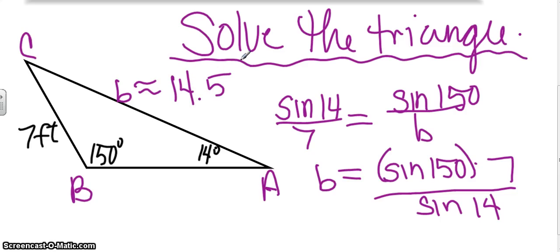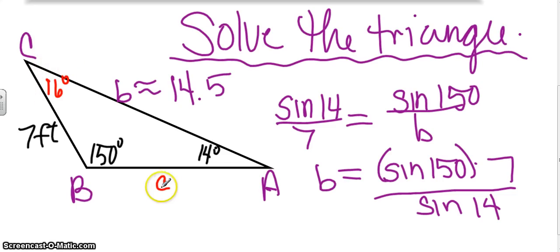What you do want to do on your calculator, though, is make sure that your mode is in degrees, because my triangle is in degrees. So always check for that. Is it in degrees or radians, and which one do you want? Now, to solve the triangle, I also need to find C, and I also need to find this angle. Now, the angle's easy, because you just take 180 minus 150 minus 14 would give me 16 degrees for C.